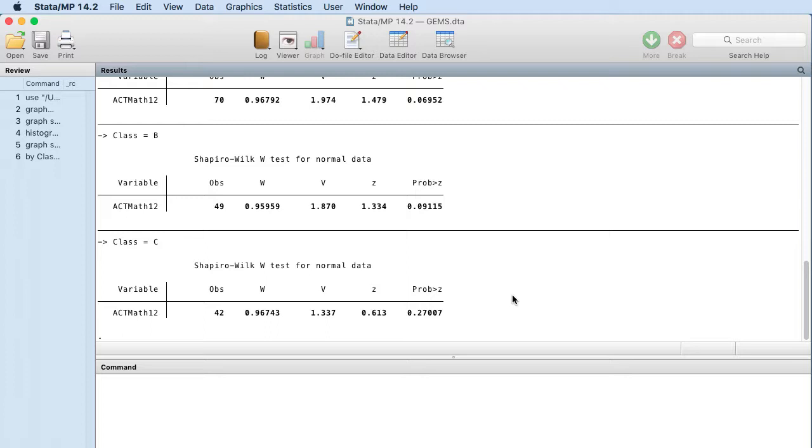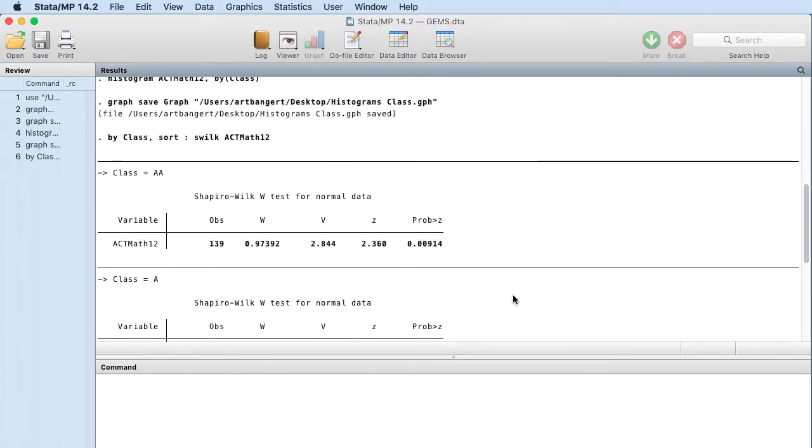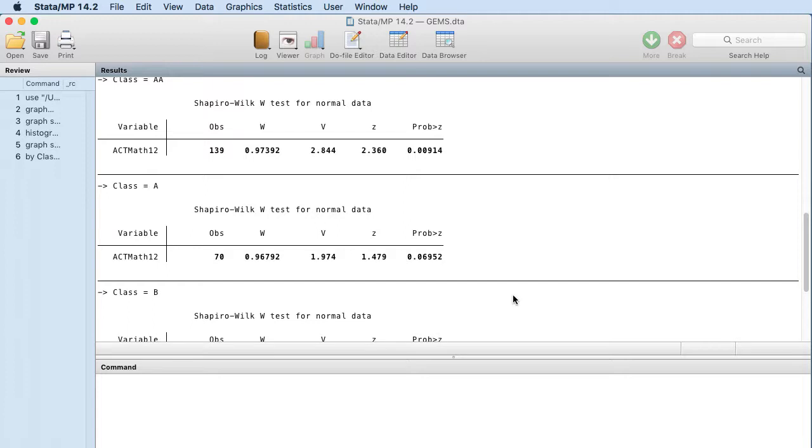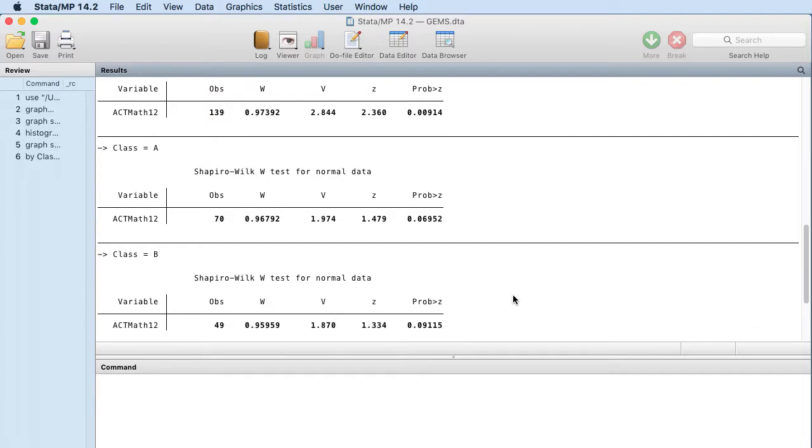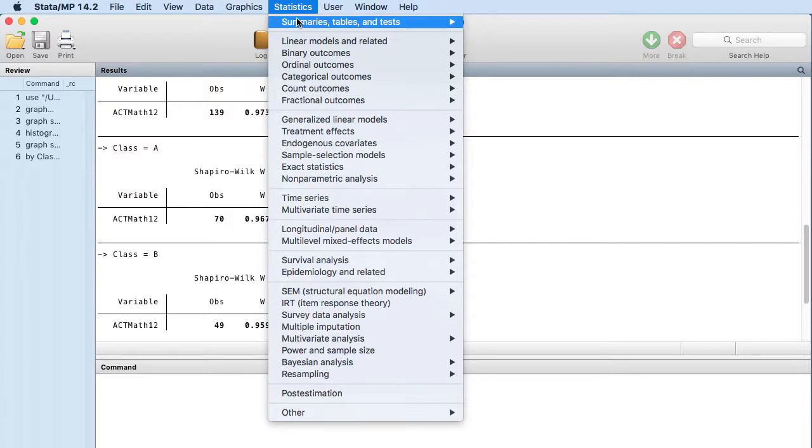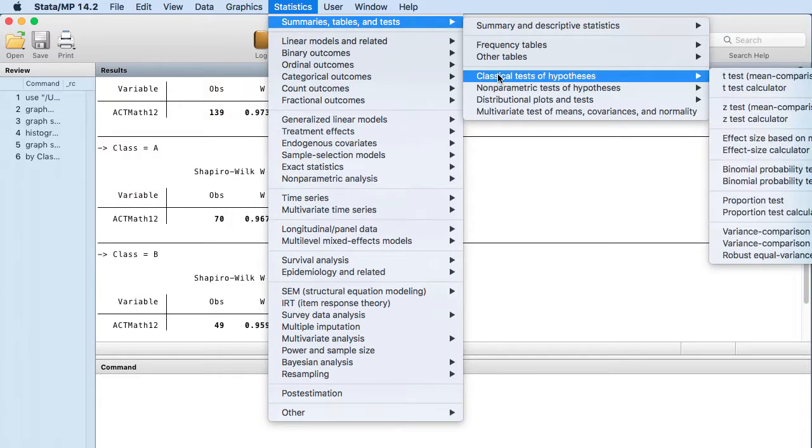Okay? So now the other assumption we want to test for is to determine if the variances between groups, or classes of school, on ACT 12th grade math scores are similar or not significantly different. So we can go to statistics, and then we can go to robust equal variance test.